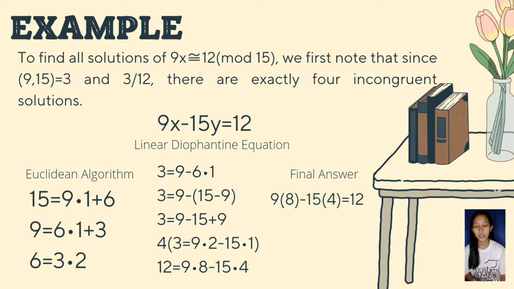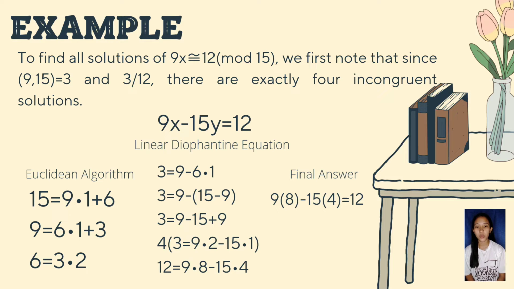So, in the third one, we will get the 6. So, 6 divided by 3 is 2. So, we will get 6 is equal to 3 times 2. So, the next one, we will use the back substitution. So, we will get the remaining.